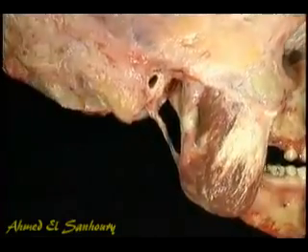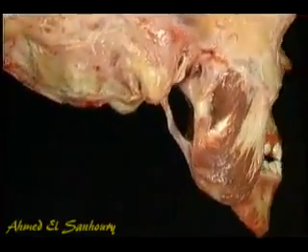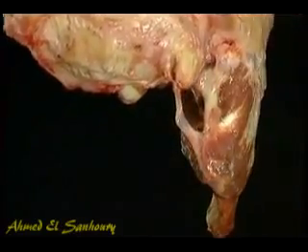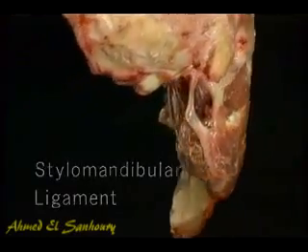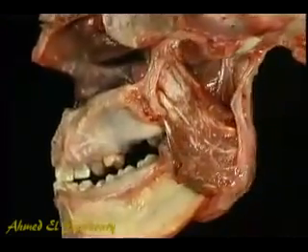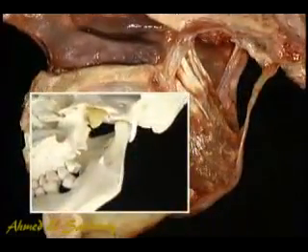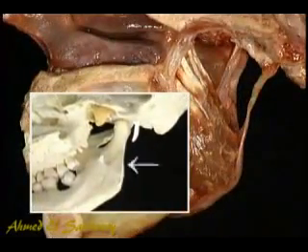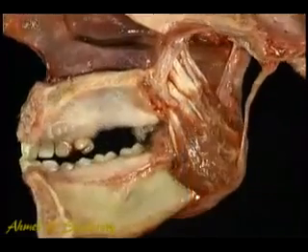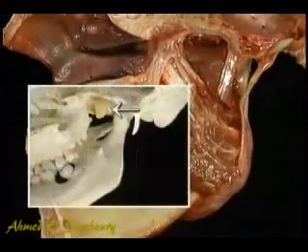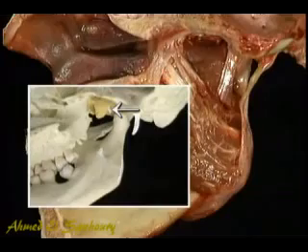We've not yet seen the two accessory ligaments that restrain forward movement of the mandible. These are the stylomandibular ligament and the sphenomandibular ligament. The stylomandibular ligament goes from the styloid process to the angle of the mandible. The sphenomandibular ligament goes from this small projection, the spine of the sphenoid, to the lingula.